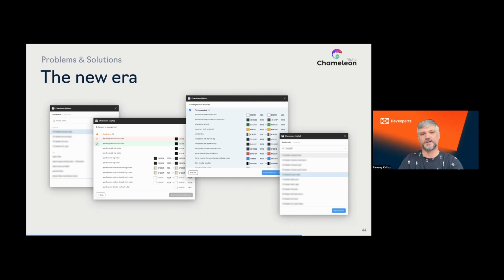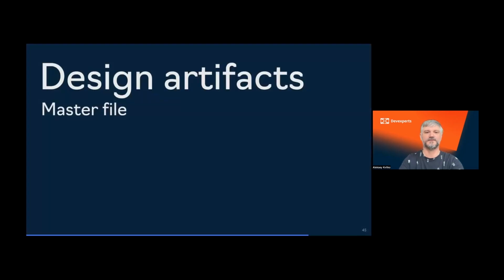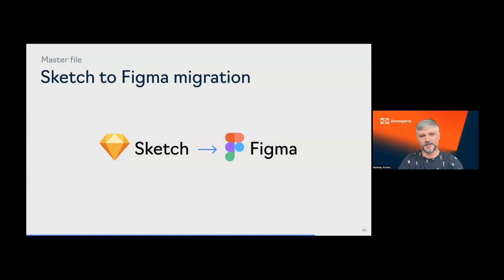Now let's talk a little about the design specifications and how we improve them. So, as I said, we jumped off Sketch. All design specifications of active projects were moved to Figma, and we realized that it was time to collect into one master file everything needed to maintain current projects and design new ones.